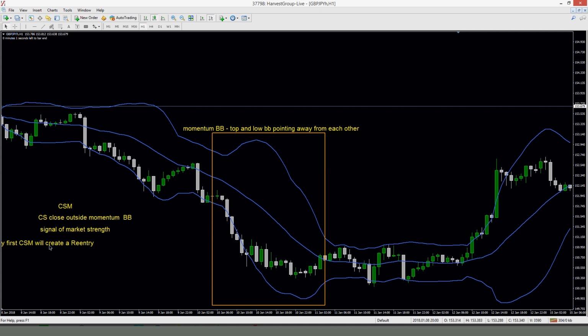All right. So these three are very important information because CSM, candlestick momentum, is categorized as signals. It tells you that the market strength is going further down if it's a sell CSM, and going further up if it's a buy CSM. Every first CSM will create a re-entry. That's really important as a BBMA trader to know.